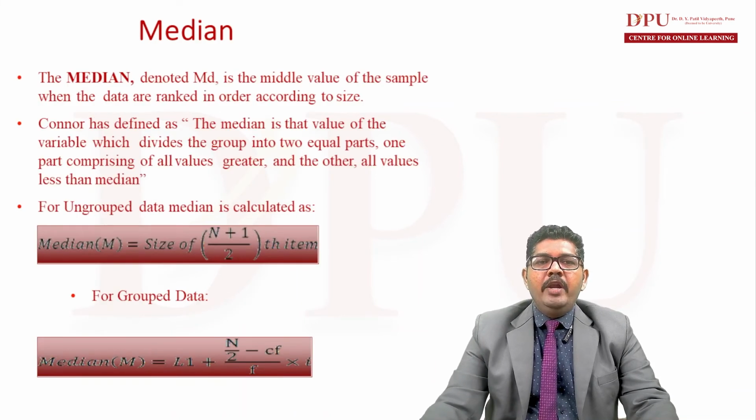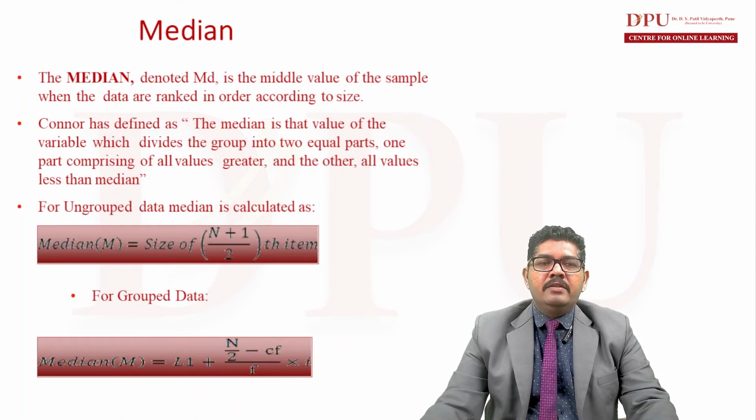The median is denoted by MD. It is the middle value of the sample when the data are ranked in order according to size. So when we rank the data, or arrange the data in ascending or descending order, the middle value is the median.